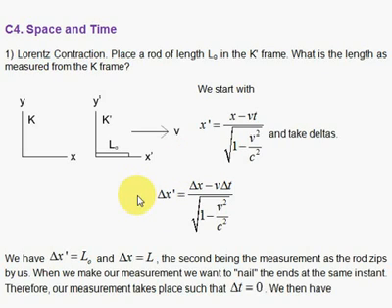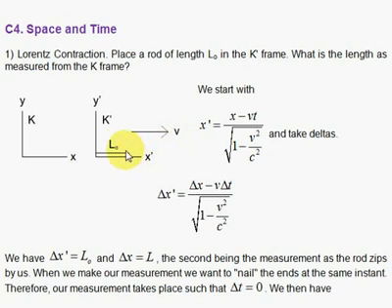We're going to look at Lorentz contraction and time dilation. Here we have our two reference frames, inertial frames, K and K prime. Remember, K is our laboratory frame. K prime is moving along the x-axis to the right at speed v.